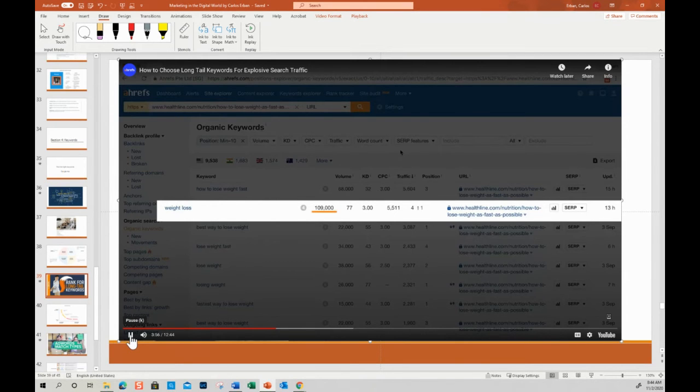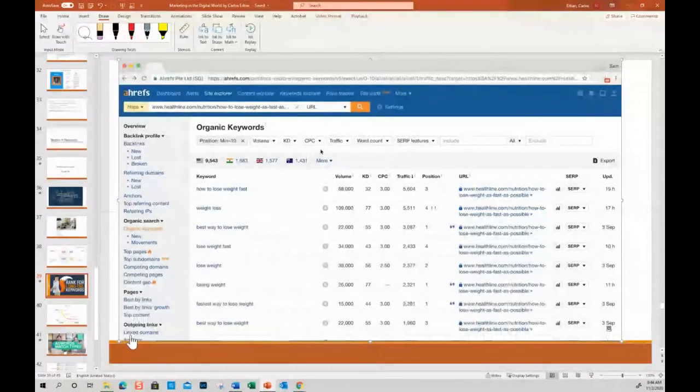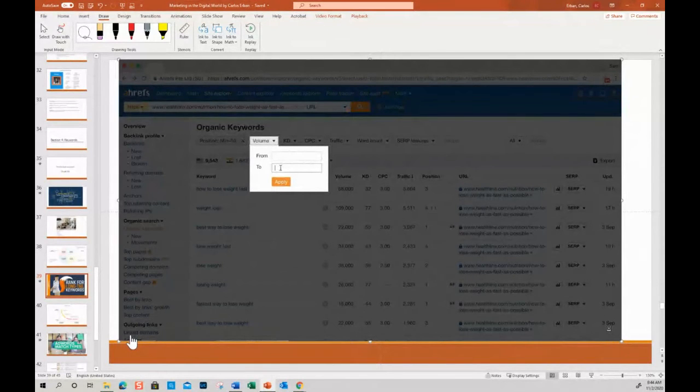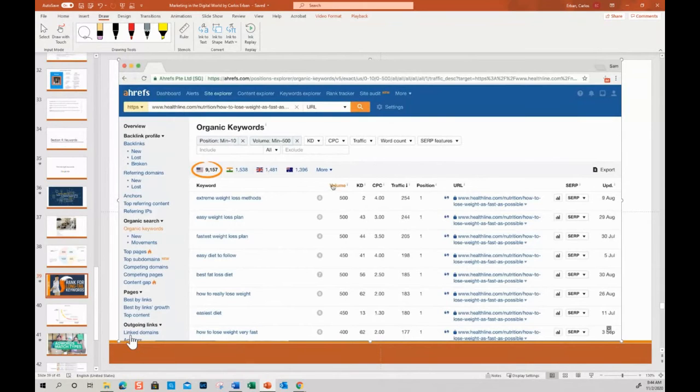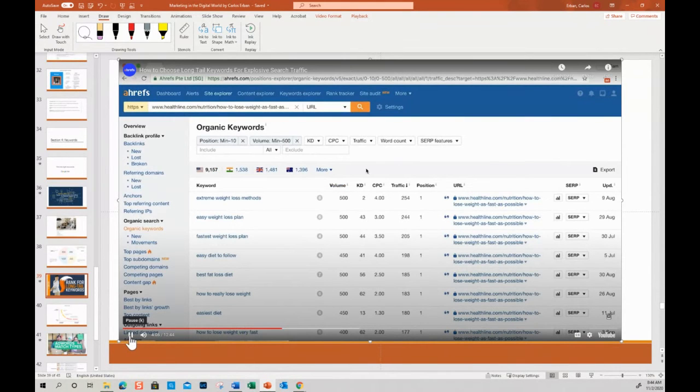Are 100% long tails, right? So let's filter for these keywords that still rank in the top 10 and you'll see that there are still over 9,100 keywords. These are the long tail keywords for the topic.